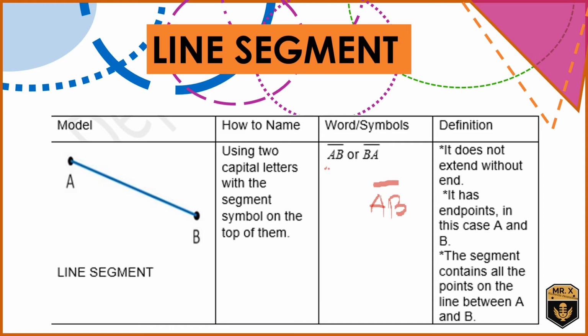What is the definition of line segment? It does not extend without end. So, it cannot be extended, it has a limit. It is not like a line, whose length is infinite. It has endpoints, in this case, A and B. The segment contains all the points on the line between A and B.